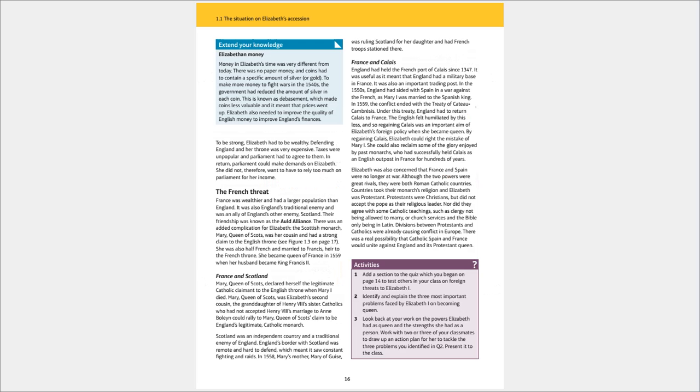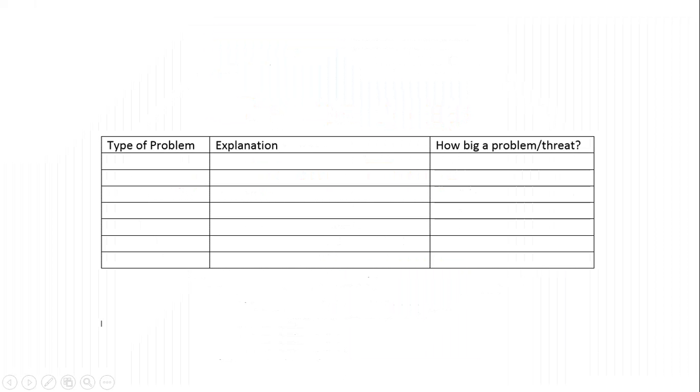Okay, so now you're going to come to the last section of reading that looks like this in your pack, and you're going to consider the problems that Elizabeth had in a more comprehensive sense. So you're going to have a look at more problems than we've looked at so far. To do that, and to help you record that information, you're going to use a little table that outlines the type of problems that she had. So it looks like this.